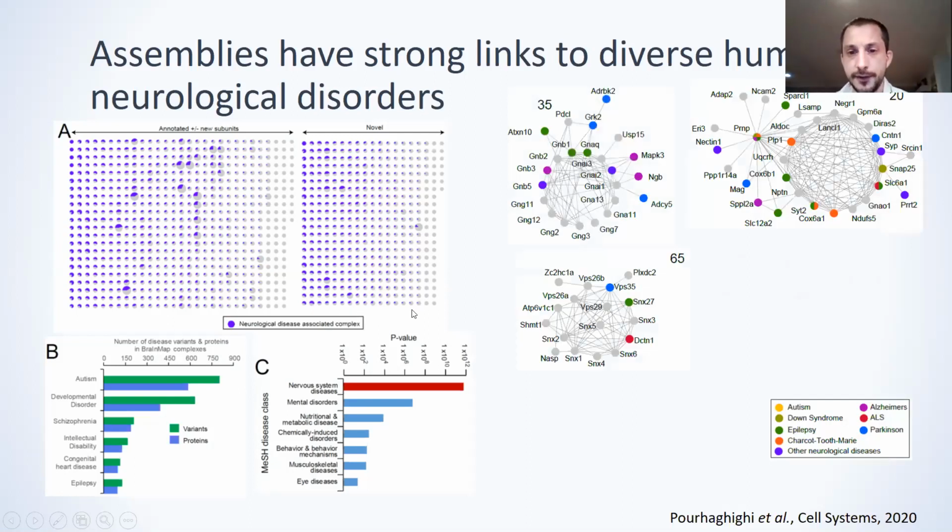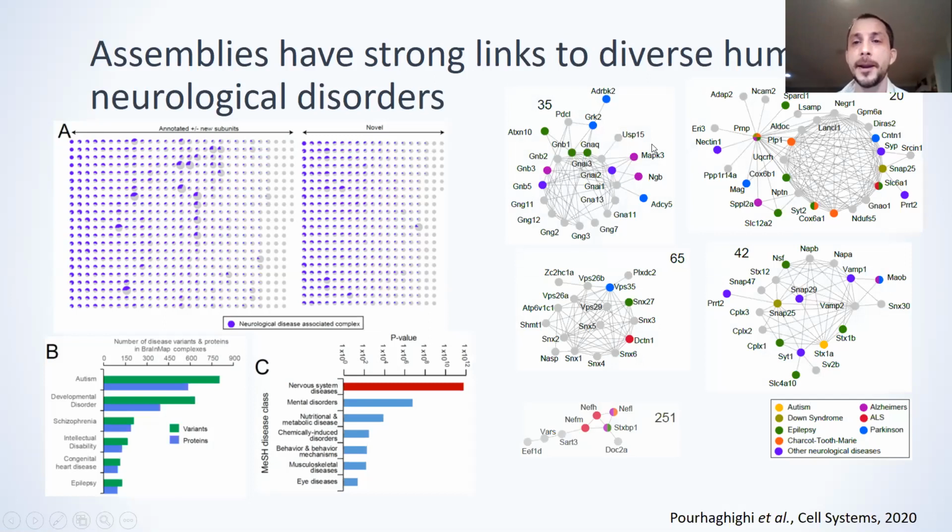So what do some of these complexes look like? And I think I've got five complexes here. There's just an overview of some of them. So complex 35 contains alpha, beta, and gamma subunits of the G protein coupled receptor. So these are broadly expressed in both neurons and non-neurons, and are really, really important for cell signaling pathways.